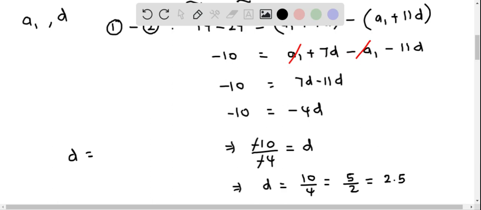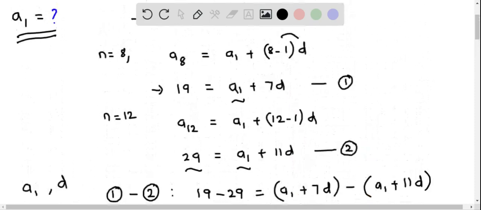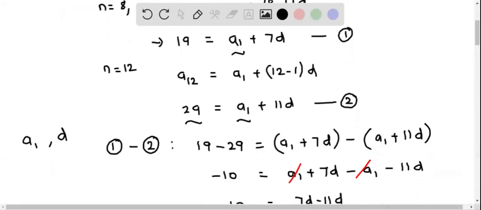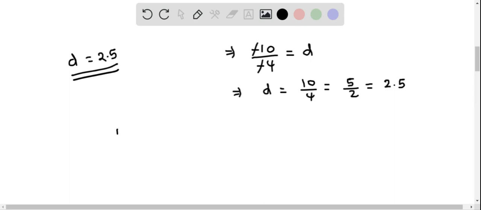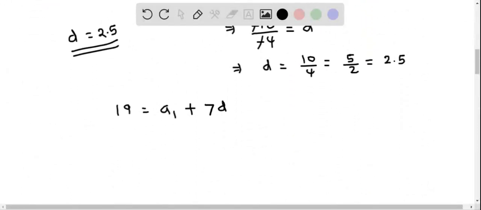We know that the value of d equals 2.5, and this means we can plug this into any one of the equations to solve for a1. So I'm going to plug it into equation 1. Let me copy equation 1, which is 19 equals a1 plus 7d. Now we have to plug in d equals 2.5 into this equation. So let me do that. So 19 equals a1 plus 7 times 2.5. Let's solve for a1 here.